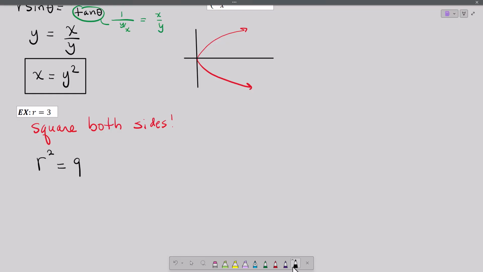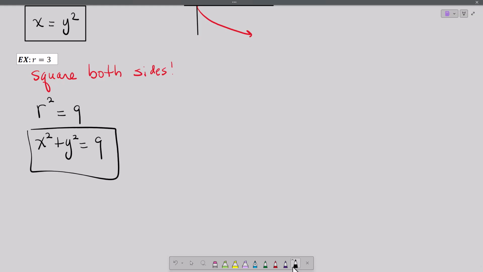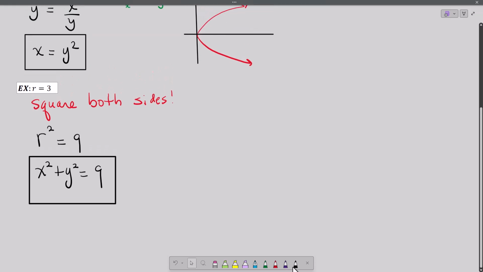Now we have an equation where the variable piece matches, and that gives us x squared plus y squared equals 9. That is the Cartesian equation of a circle centered at the origin, because it's just x and y, it's not x minus anything, it's not y minus anything. Radius squared is 9. So that is the circle centered at the origin of radius 3.